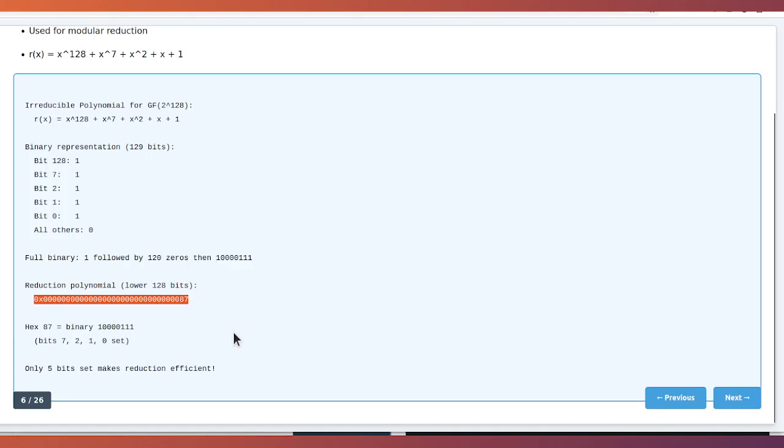During modular reduction, whenever our multiplication result has bits set at position 128 or higher, we use this reduction polynomial to bring the result back to 128 bits. The sparse nature of this polynomial, with only 5 bits set, makes the reduction operation very efficient.